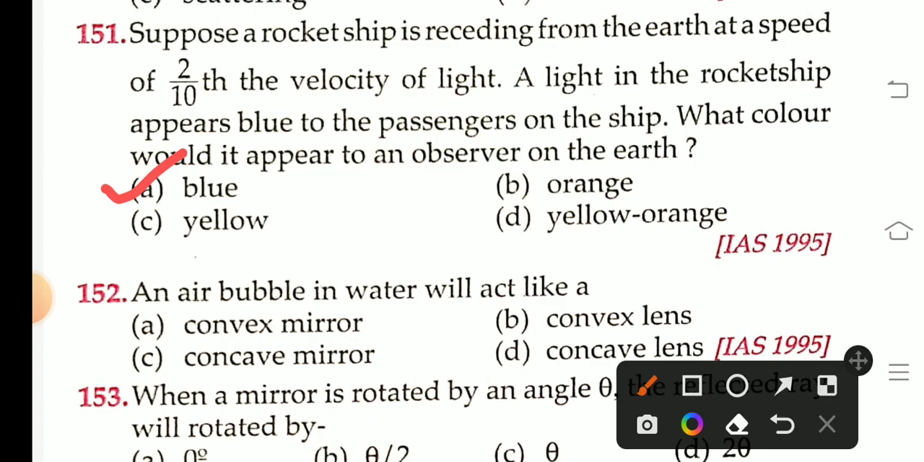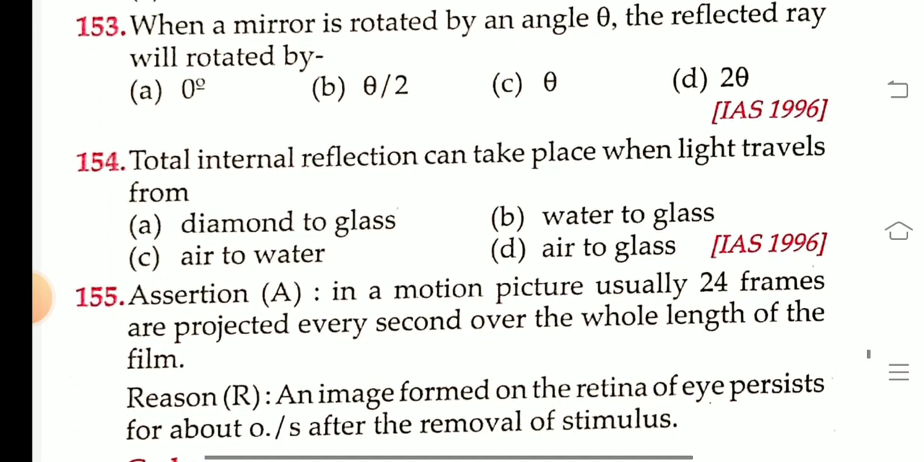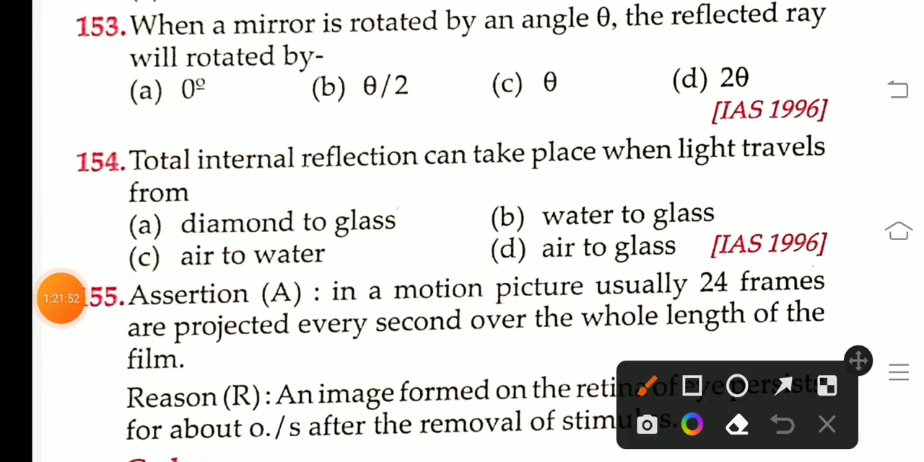Next, an air bubble in water will act like a. Right answer will be option D, concave lens. When a mirror is rotated by an angle theta, the reflected ray will rotate by. Right answer will be option D, 2 theta.